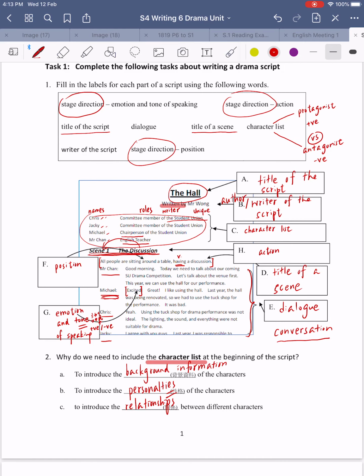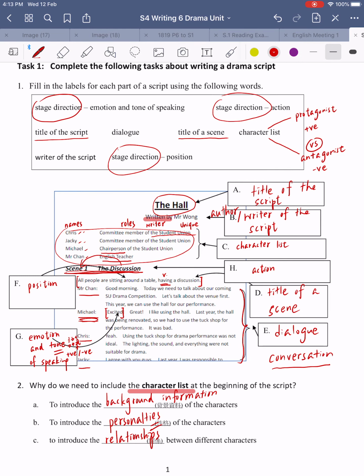Okay, so if you want to have a look at the drama structure, you can go back to question 1 here. Okay, I'll pause at this page and you may have a look and try your best to remember the drama structure. And next time when you have to write a script, you can make use of this drama structure.